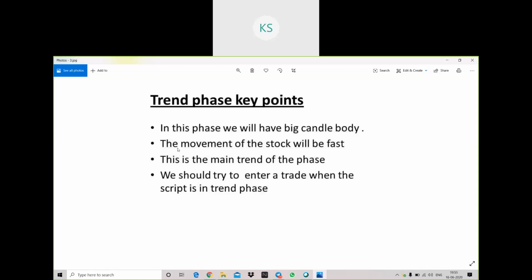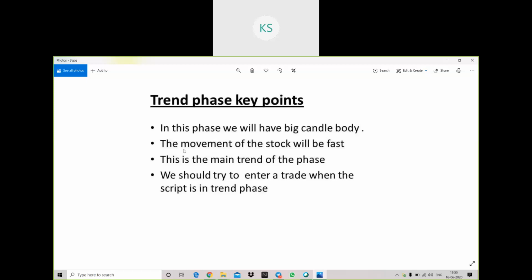So in the trend phase, the movement will be very fast. With momentum, the price will move. It's going to be very fast, so you have to take a quick decision there. So this is one way of identifying. One way is that there will be big candles. Okay, the body size of the candle in the trend phase will be very big, and the movement will be very fast. And we also call the trend phase the main trend of the stock.